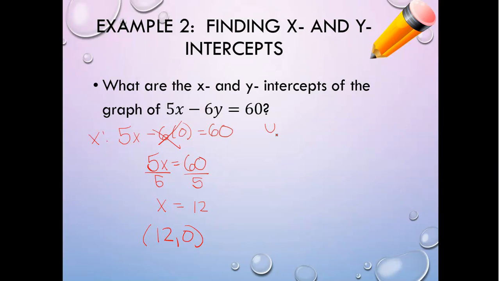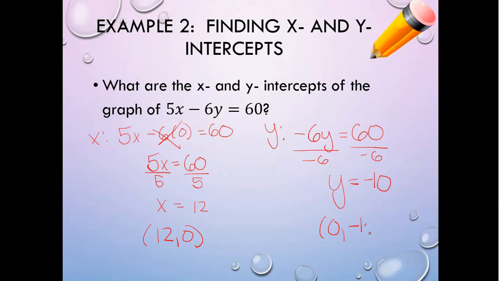What about our y-intercept? Well, here's a way to think about it. Do you notice that every time I do that, basically I can cross off what I plugged into? So for the y-intercept, I can cross off the x portion because I'd plug in a 0. So I'm just going to be left with negative 6y equals 60. Okay, divide by negative 6. So y equals negative 10. So my ordered pair would be 0, negative 10.